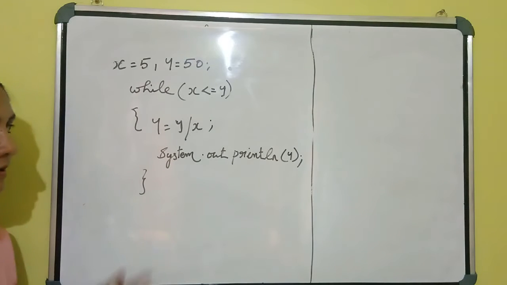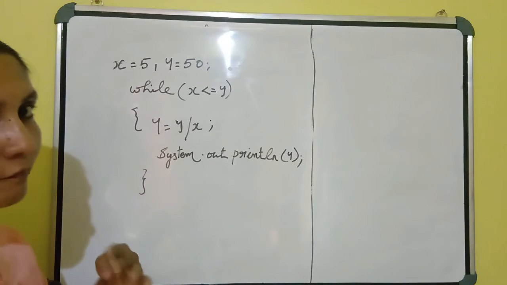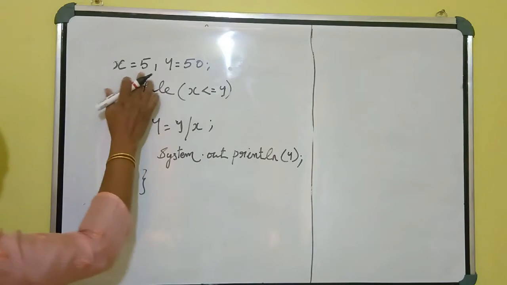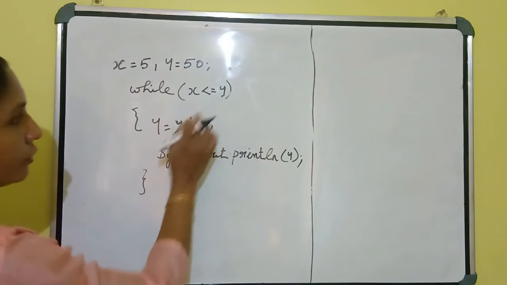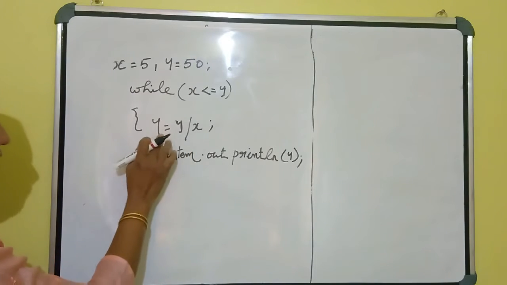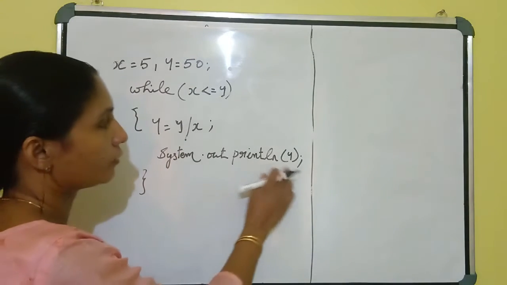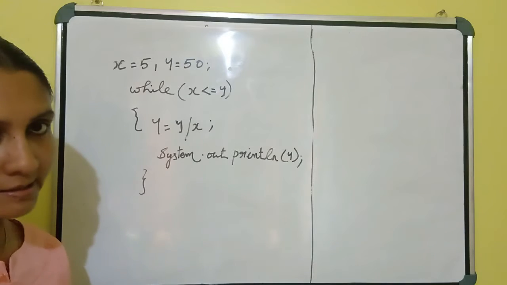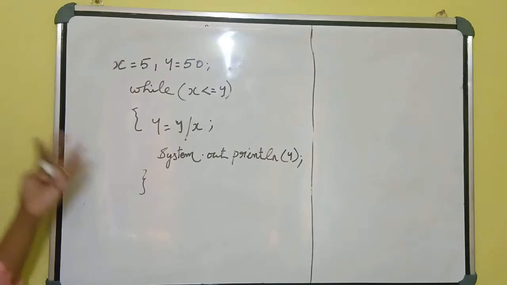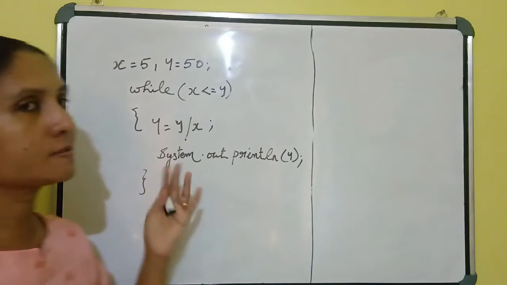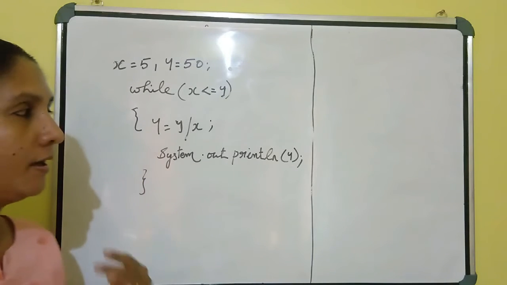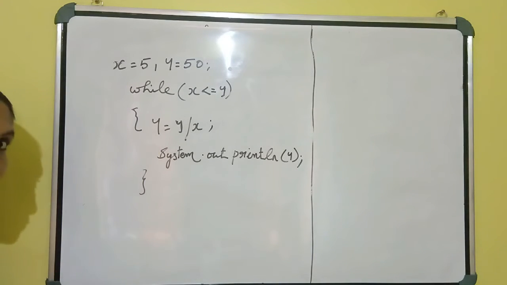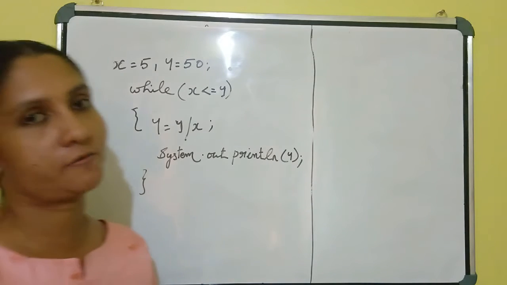Let's start. Read the question again. What are the values of x and y? x equal to 5 and y equal to 50. Then while x is less than or equal to y, in the curly bracket y is equal to y divided by x, and System.out.println(y). These are the statements. When you work with this problem, you have to apply all the values into it. So let's start. I will show you how to do this easily.